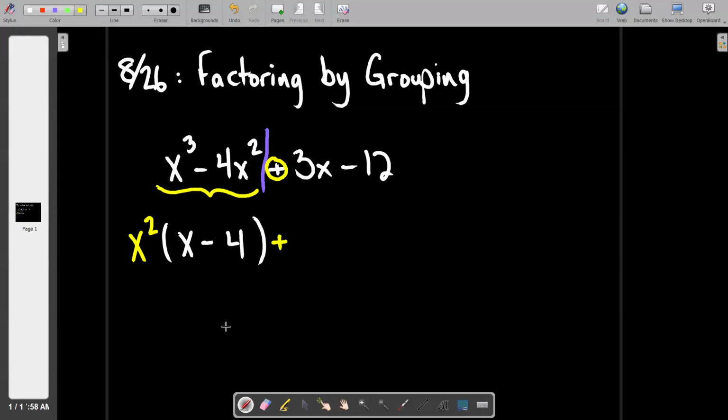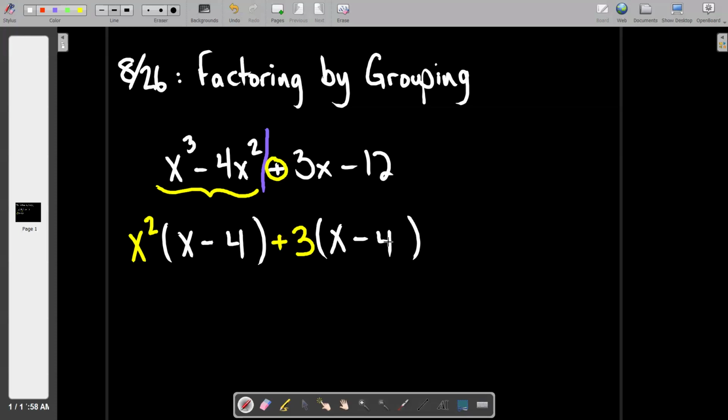And now we focus on the right side. The left side is done. And now we look at the right. What could I get out of 3x and 12? 3, right? They don't have any x's in common, but they do have the number 3. We know that both of those numbers can be divided by 3. So I'm going to pull a 3. And what am I going to leave behind? X minus 4.